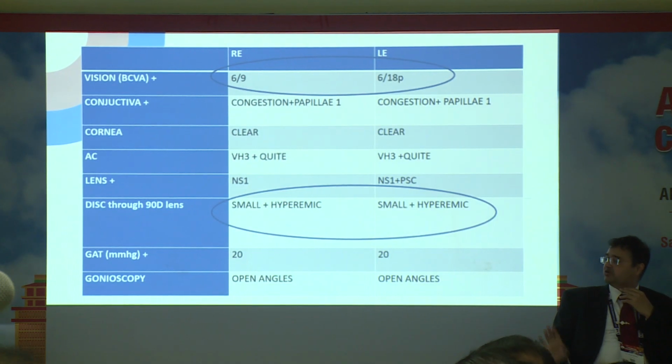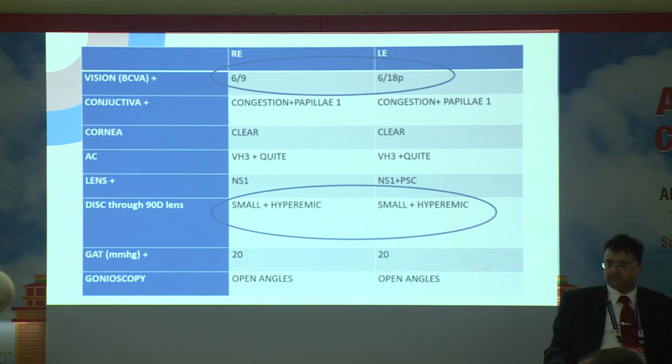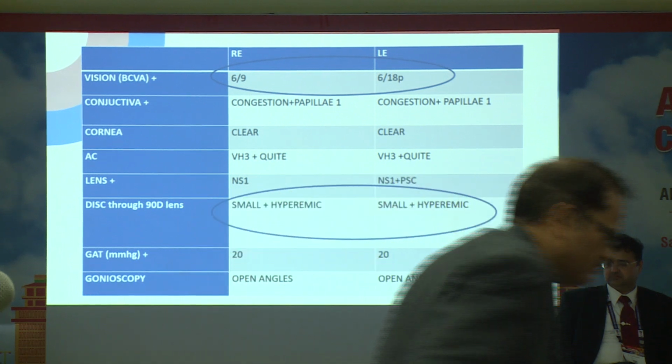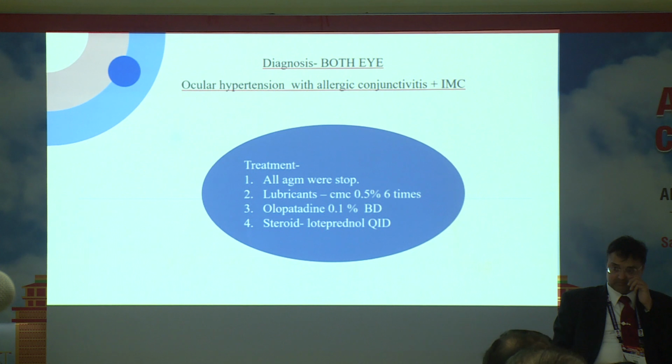On examination, her vision was 6/9 and 6/18 partial in right and left eye respectively. Her conjunctiva was congested with mild papillae changes, and her lens was cataractous, more in the left eye as compared to the right eye. On 90D, the disc appeared small and hyperemic in both eyes. The pressure was 20, and the gonioscopy was open in both eyes. So the diagnosis we made is ocular hypertension with allergic conjunctivitis and cataract. We stopped all glaucoma medications, and we gave lubricating drops, olopatadine and loteprednol.